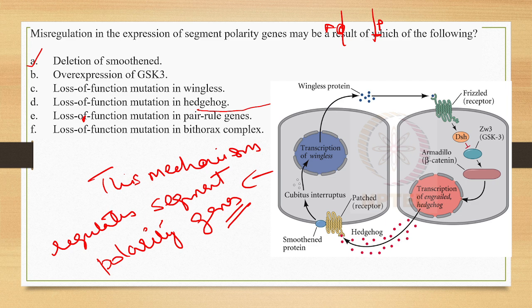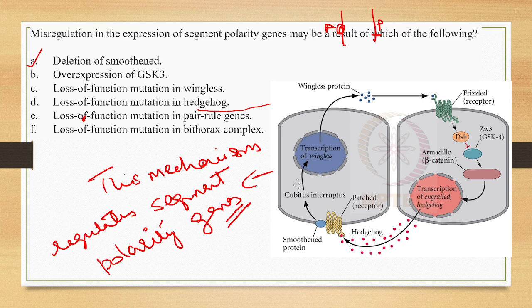GSK3 is, if you remember the Wnt pathway, associated with the beta catenin destruction complex. We studied the Wnt pathway last week. So this GSK3 kinase is involved in the destruction complex. Basically, it destroys the beta catenin. And if beta catenin is destroyed, then the transcription of engrailed and hedgehog cannot take place.